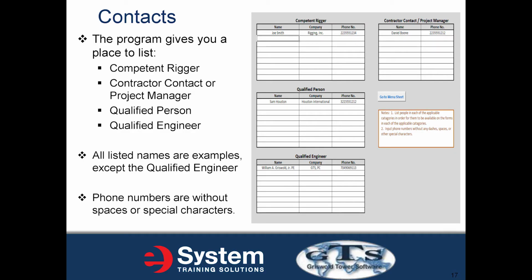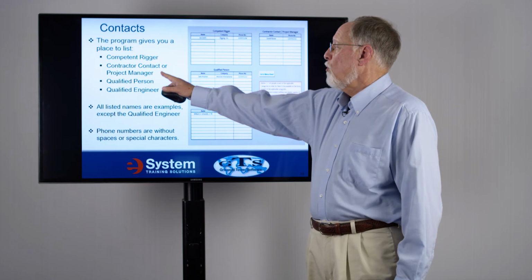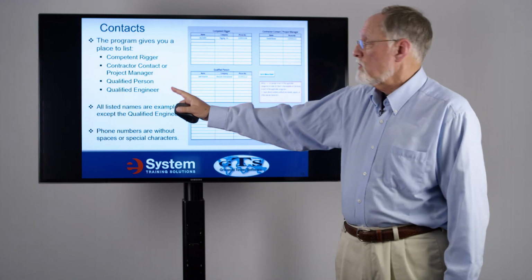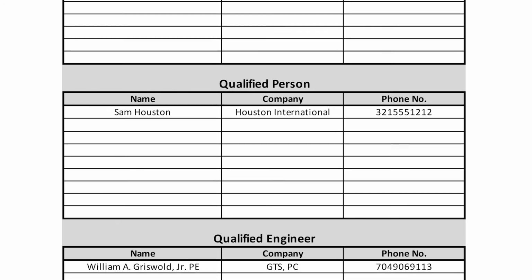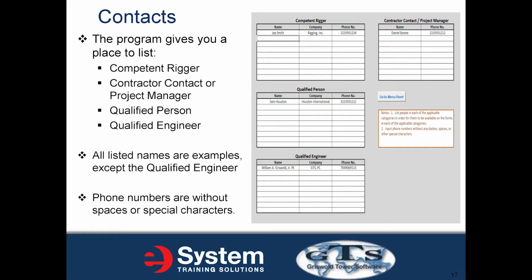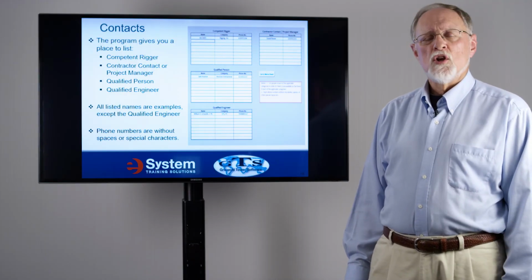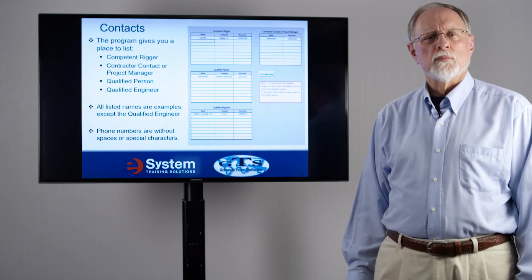And then there's the contacts page. The program gives you a place to list your competent rigger, to list the contractor contact or project manager, a qualified person. You may have several in your company, and the qualified engineer that you like to work with. All the listed names and examples, except the qualified engineer, are merely examples in this. Phone numbers, however, should not have any spaces or special characters because the software is automatically going to add that for you on the appropriate forms.